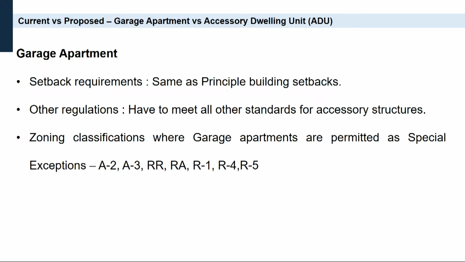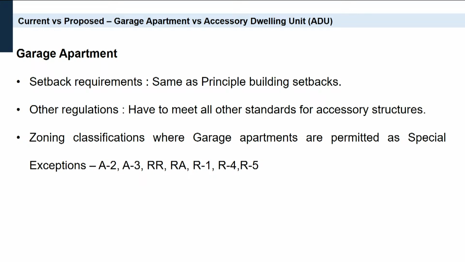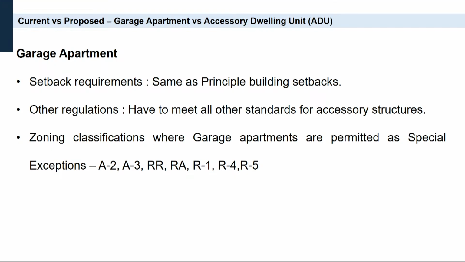Setback requirements, same as the principal. Sorry, the principal's misspelled, it should be AL at the end. Other regulations, you have to meet the standards for accessory structures. And then zoning classifications where we allow them now, A2, A3, which are our agriculturally zoned districts, rural residential, rural agricultural, R1, R4, and R5. So if you see that, that's primarily most of our residential zoning districts already.